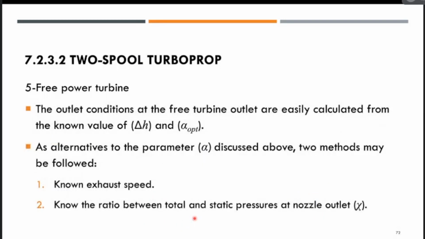And the outlet conditions at the free turbine are easily calculated from the known delta H and alpha optimum. As an alternative to the parameter alpha discussed above, two methods may be followed, where we can have a known exhaust speed and then a known ratio between the total and static pressure at the nozzle outlet.